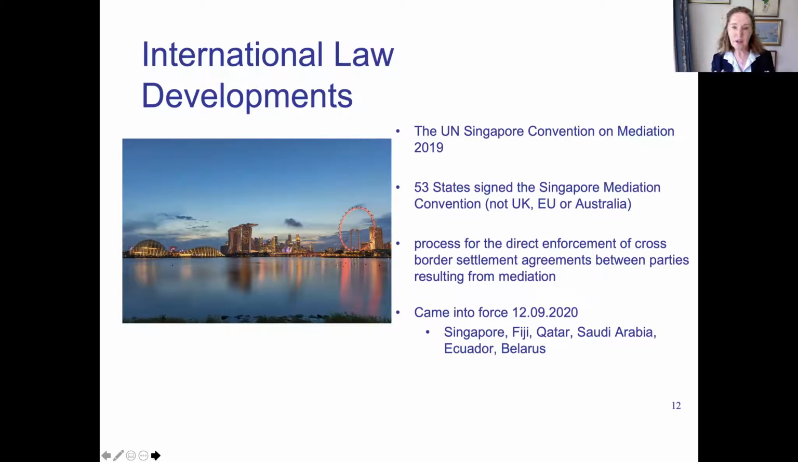But also, the way the convention works is it does not work on reciprocity. It works on the basis that if there is a mediation settlement agreement that affects things happening in countries where the convention applies, then if certain procedural aspects of the agreement are complied with, that settlement agreement could be enforced in those countries. So the bottom line is that from an English or an Italian perspective, it is possible that a mediation today could be subject to the UN Singapore Convention, because if the subject matter of the dispute is in one of the countries that has ratified the convention, then it could apply.